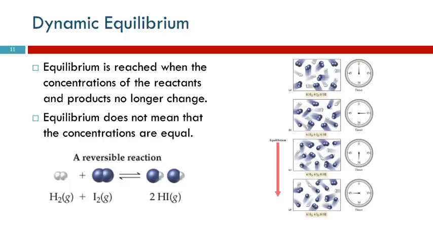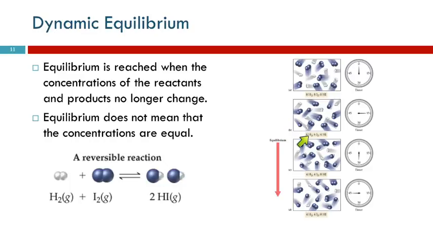So let's look at how this comes about. If we look at this reaction between hydrogen and iodine, it's a reversible reaction. Here at 0 time, we have 8 molecules of hydrogen, 8 molecules of iodine, and no hydrogen iodide, no product. So the reverse reaction cannot occur, only the forward reaction, because there aren't any products to react backwards to form reactants again.